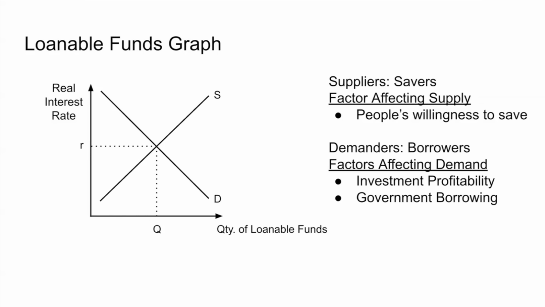And the demanders of loanable funds are the borrowers. And factors affecting demand include investment profitability. If an investment is more profitable, then the company would be willing to invest and borrow more at each interest rate, shifting the demand curve to the right, and government borrowing as well.